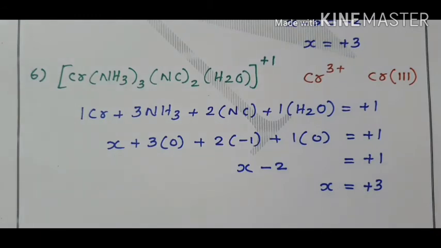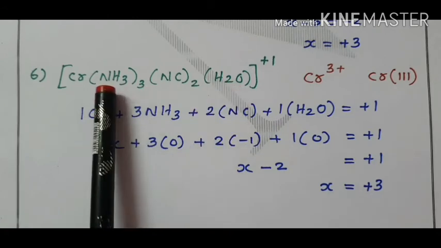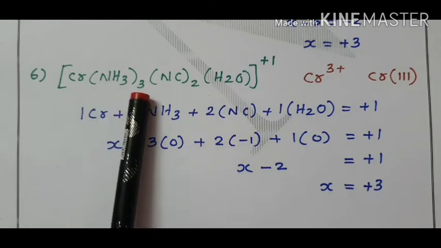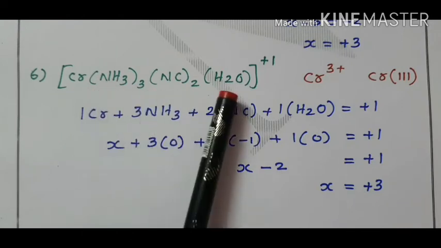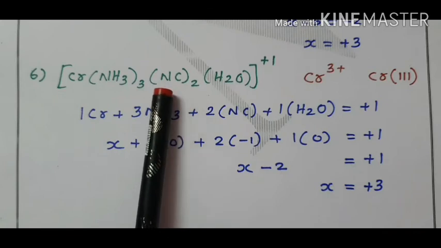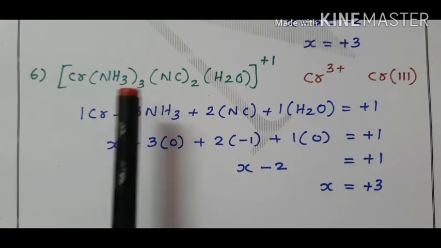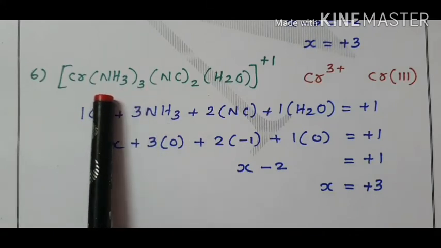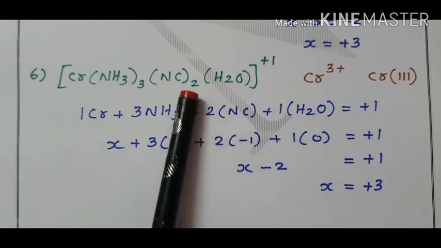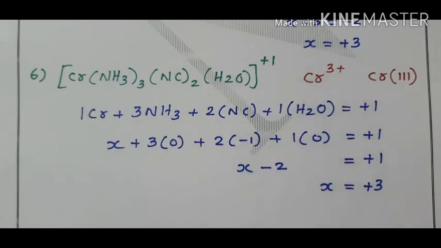Now I give the IUPAC name of this compound. Ammine, aqua. Ammine is first, alphabetical order. Triammineaquadicyanido-κN chromium(III) ion. What is the name? Triammineaquadicyanido-κN chromium(III) ion is the IUPAC name of this compound.